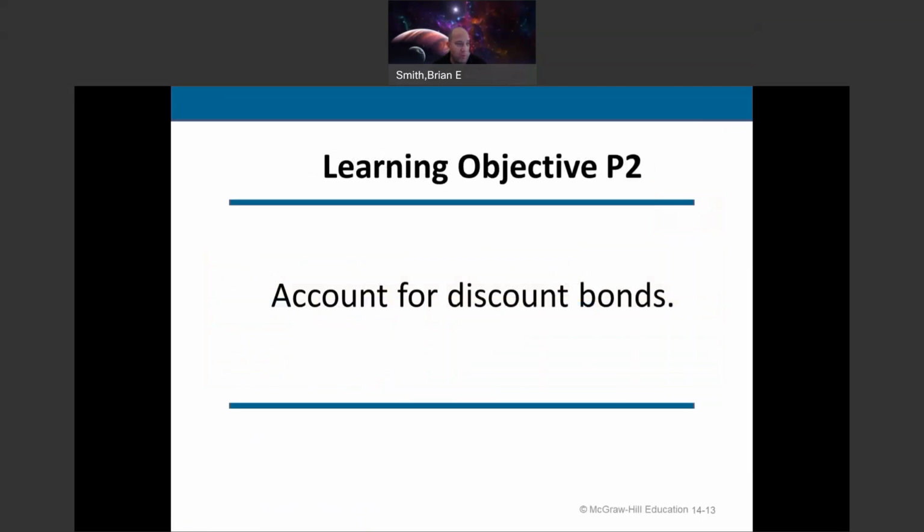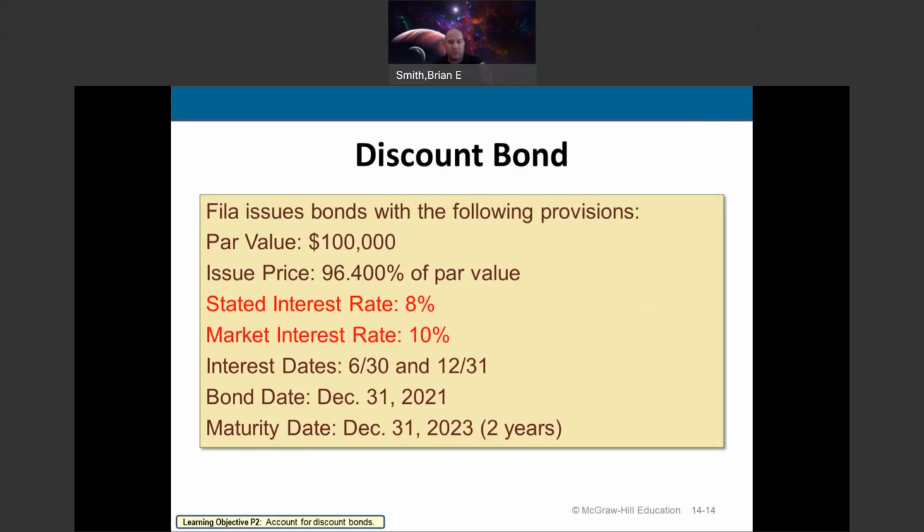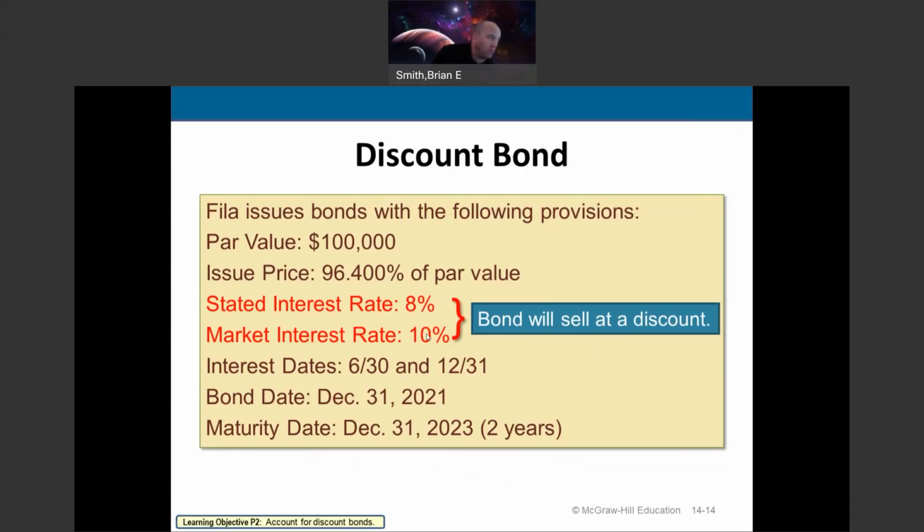So how do we account for bonds we sell at a discount? First of all, when you see a bond selling at something other than 100% of par value, that means it's at a premium or a discount. Here, if you see my cursor, 96.4% of par value means it's under 100% of par value. If it's under 100%, it is at a discount. Another way to tell is if your stated rate is lower than market rate. If your stated rate's lower than market rate, you're selling it at a discount.